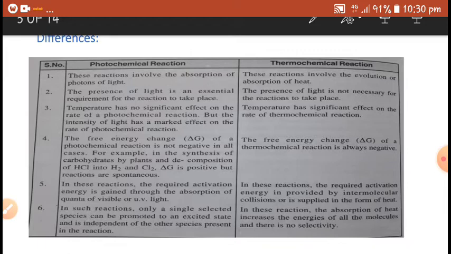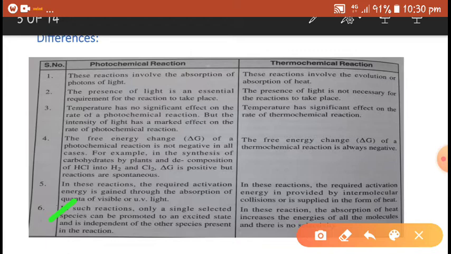Whereas in photochemical reactions, only a single selected species can be promoted to an excited state and it is independent of the other species present in the reaction. These are the basic differences between photochemical reactions and thermochemical reactions.